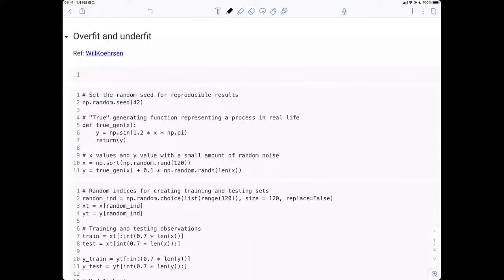On the contrary, underfit means your neural network has only very few neurons or layers, so the capacity of your neural network is very small, so that your model cannot correctly represent the relationship between your input and output.